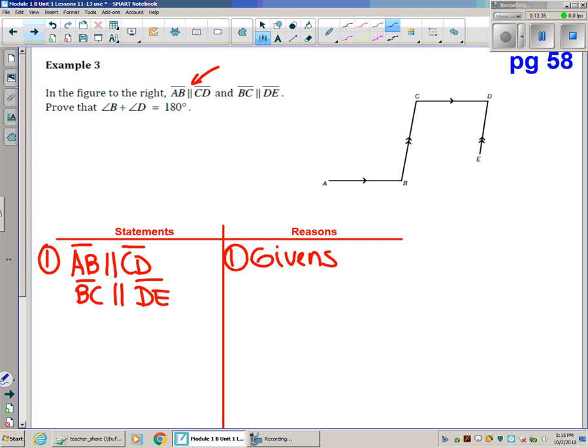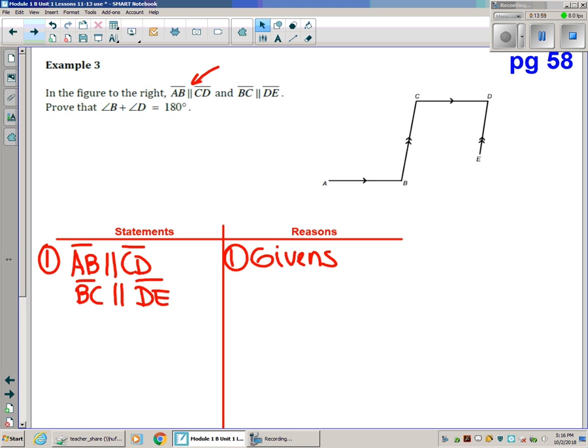So notice that I point at these two little bars next to each other. That just means that AB is parallel to CD. Read the problem over and over again to make sure you notice what your givens are and what your ultimate goal is. So AB and CD are parallel to each other, BC is parallel to DE, so those are my givens.